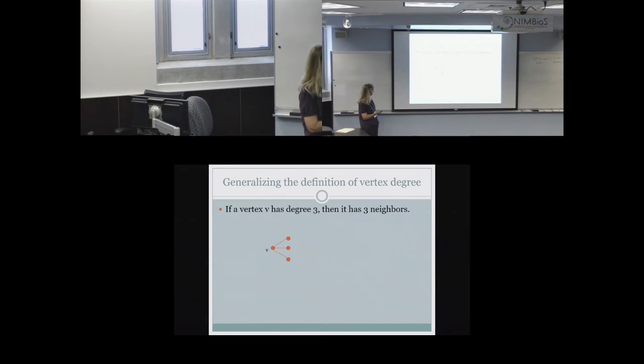So let's think about the graphical invariants from graph theory. Like this is degree 3. There's a vertex V and it has degree 3, because what we say is it has 3 edges incident to it usually. You could say it has 3 neighbors, or it's adjacent to 3 vertices.